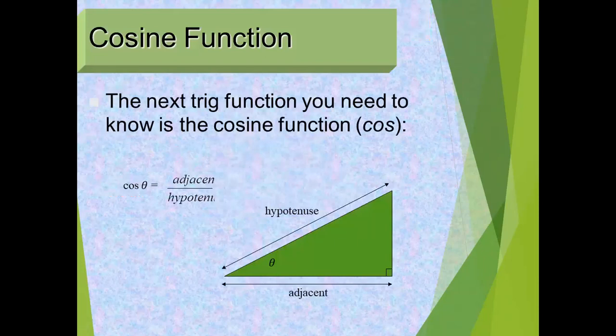Let us now go to the last, which is cosine. And the code name is CAH. CAH means adjacent over hypotenuse. Again, cosine of theta is adjacent over hypotenuse. With respect to the given unknown angle theta, we said that the adjacent side, or beside, over the hypotenuse, opposite to the 90 degrees angle. From there, we can now be able to solve.